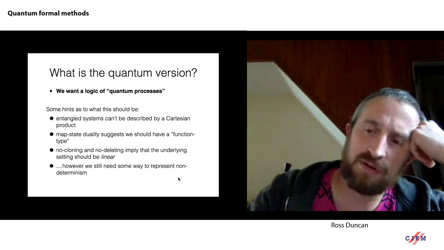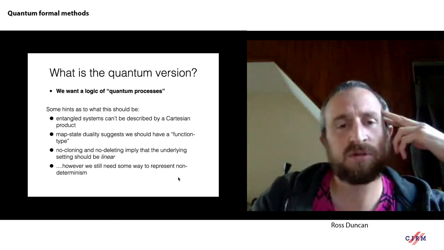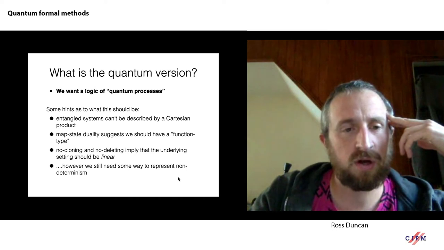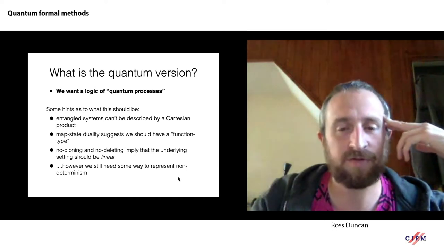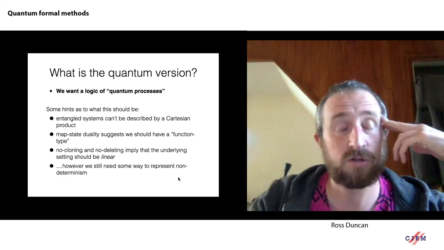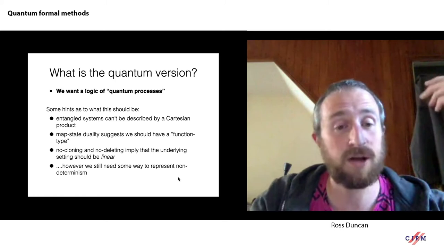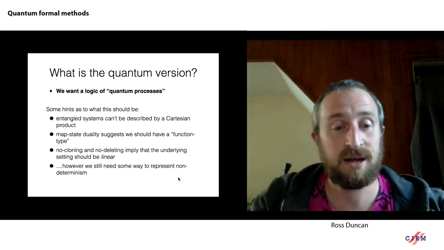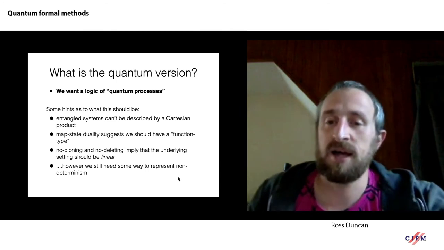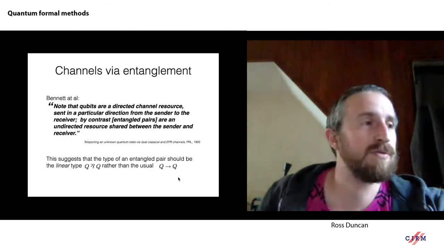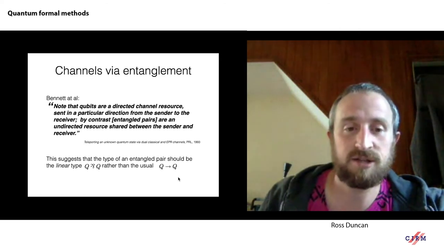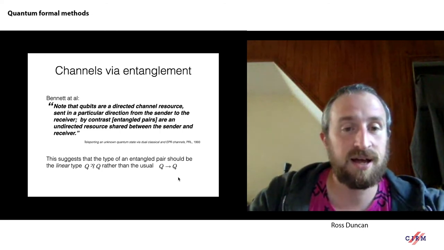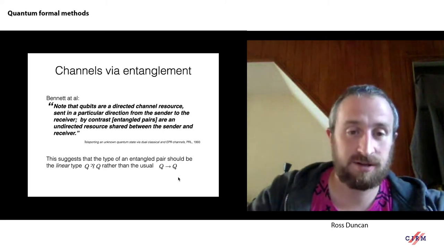We want entanglement to be there, so we can't use a Cartesian product as a way of combining systems. Because we have the phenomenon of teleportation and the Choi-Jamiołkowski isomorphism, we should have something which is like a function type. Because we have no cloning and no deleting, we should have something linear, but we still need some way to talk about non-determinism. And there is a very interesting line, if you've read Bennett's 93 paper, saying that you should not think of entangled pairs as a directed channel, but as an undirected channel between sender and receiver.